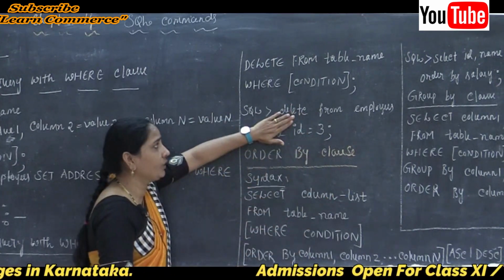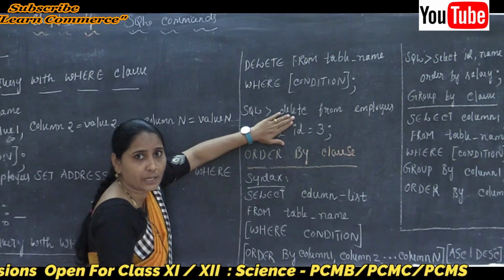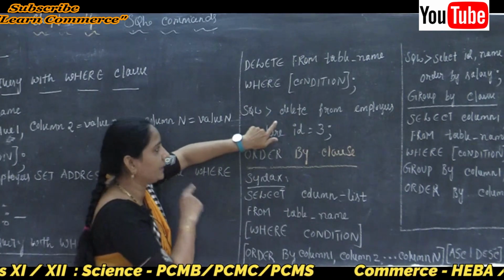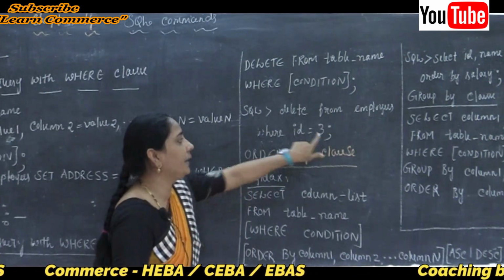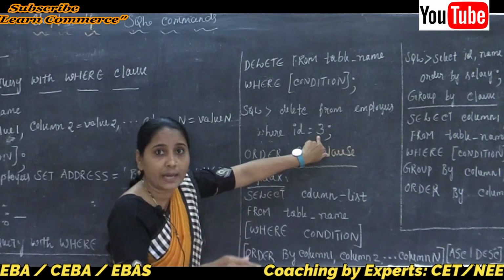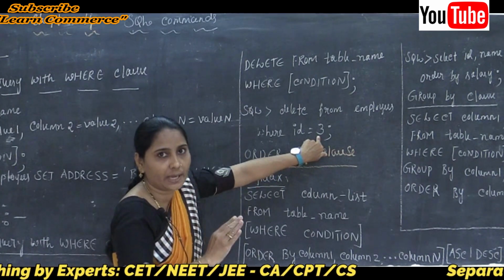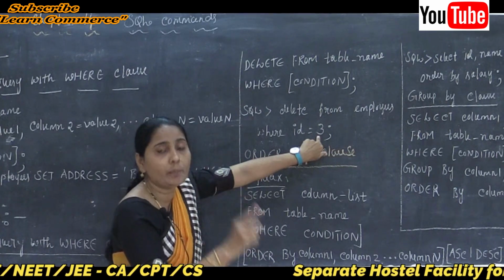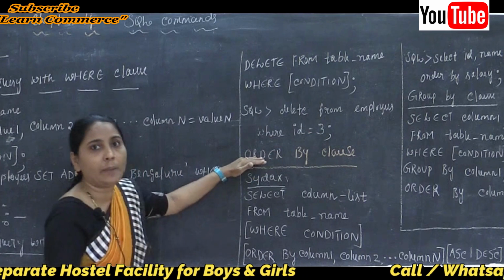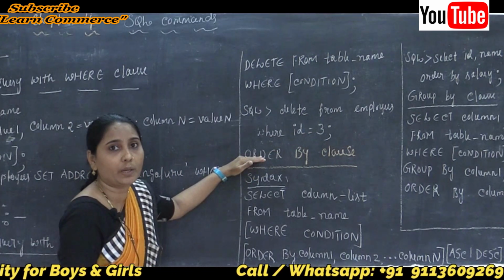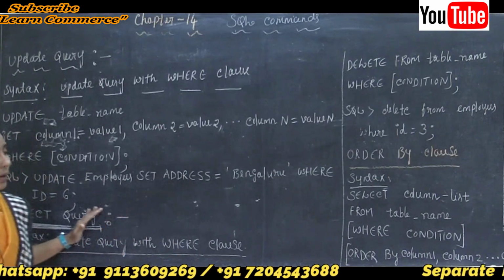But before going to delete, if you are using such a record we get in our employees table, then after using this syntax, the syntax is: delete from employees where ID is equal to 3. After that, again, if you are using the syntax select star from employees semicolon, when you press the enter button, at that time we won't get the record whose ID is equal to 3. So this is about our delete query.